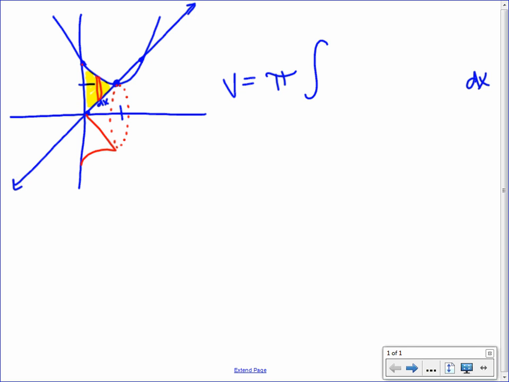Now, we've labeled this as we're integrating with respect to x, so what are our limits of integration? 0 to 1. Okay? Our outer radius. How long is our outer radius? It's our top function back to the x-axis, right? So what is that top function? So here is our outer radius squared. So here we have pi r squared.